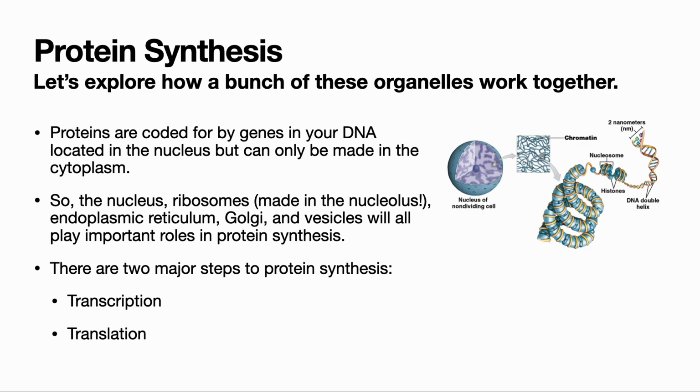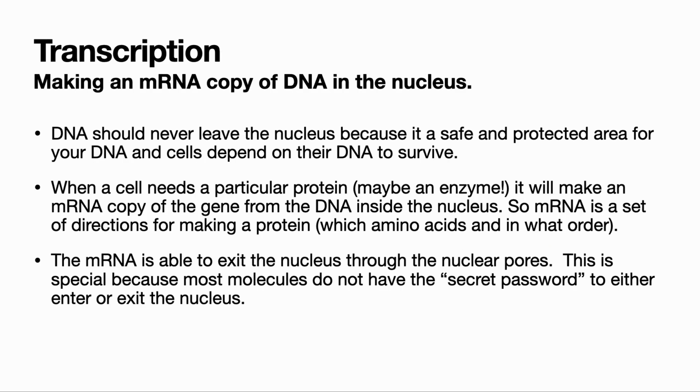Now, big picture for protein synthesis, there are just two major steps: transcription and translation. Transcription happens in the nucleus. Translation happens in the cytoplasm. So transcription is when we make an mRNA copy, M stands for messenger, of DNA in the nucleus. So whatever gene is coding for the protein the cell wants, the cell is going to make an mRNA copy of that gene inside the nucleus, and then the mRNA is going to exit the nucleus and go out to the cytoplasm because it has the directions for how to make the protein.